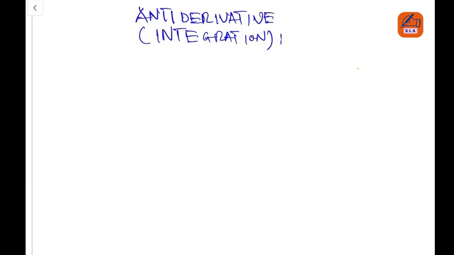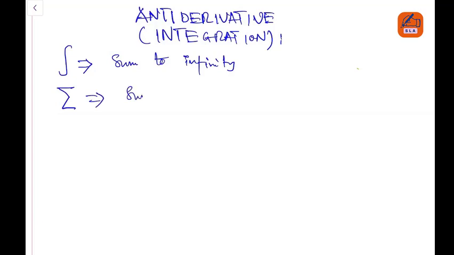Mara nyingi twende directly. This is the symbol of integration. Sasa hii integration maana yake ni kwamba sum to infinity. Yaani una vitu infinity, sasa unataka uvisum hivyo. Kuna hii normal symbol, hii ni sum of finite things, vitu ambavyo vina mwisho. Kwa hiyo integration maana yake ni sum of infinity things. You have things to the infinity hivyo.